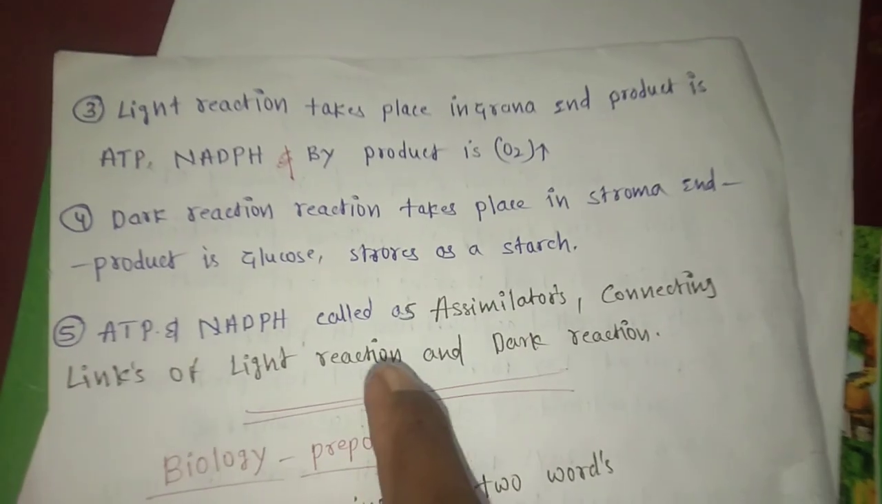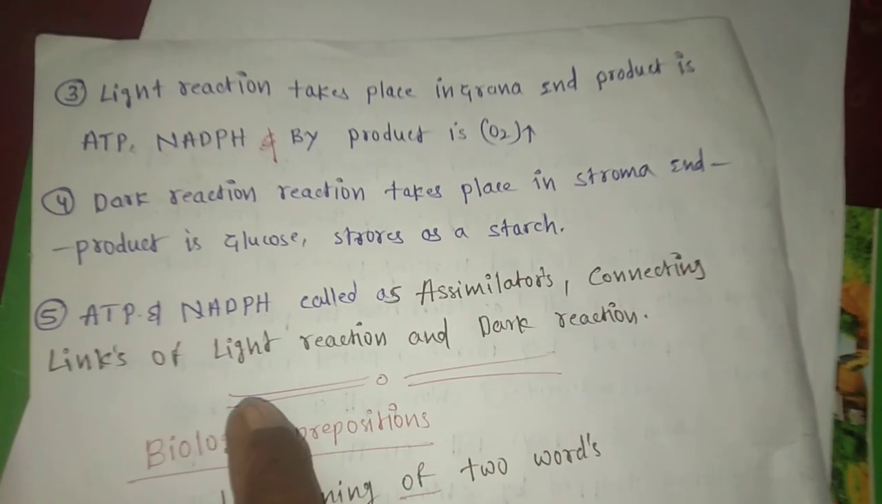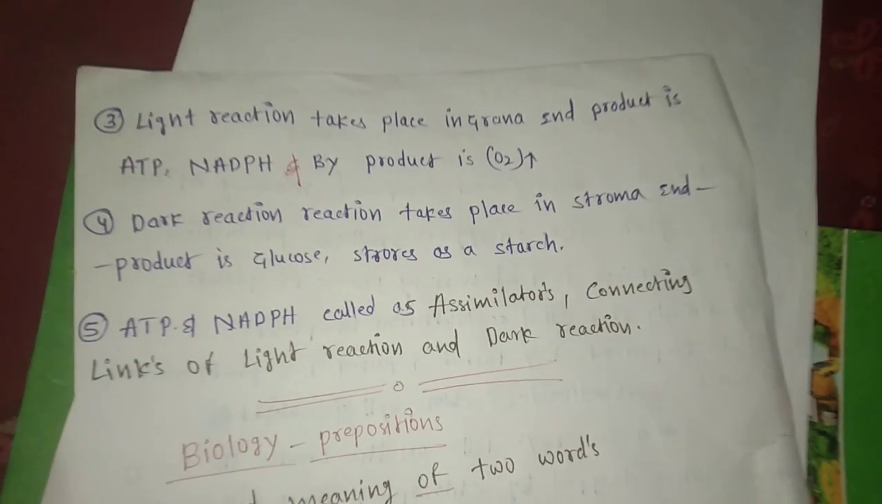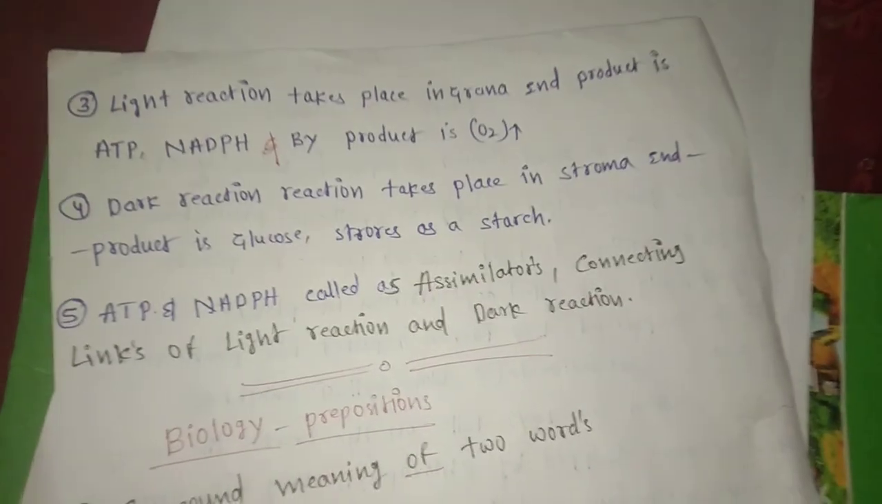ATP and NADPH, called assimilatory powers, are the connecting links between the light reaction and the dark reaction. So these are the key points we have to remember. It is enough for 8th class students.